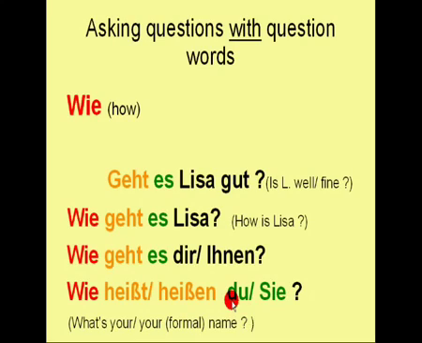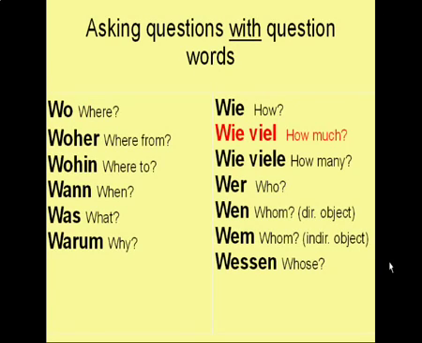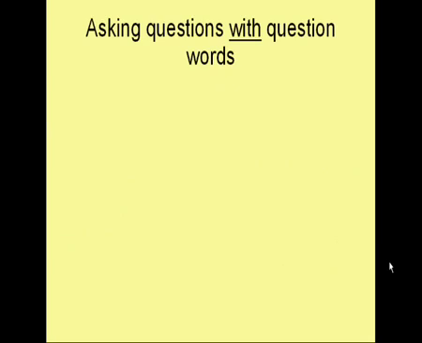So in this case, du and Sie is the subject of the sentence. Therefore, the verb is conjugated according to the subject. Here heißt, second person singular, du. And if I speak in a formal way, heißen, which is the third person plural, Sie. As you can remember, the Sie with a capital letter is the formal you. Then we have the question word wie viel, how much.